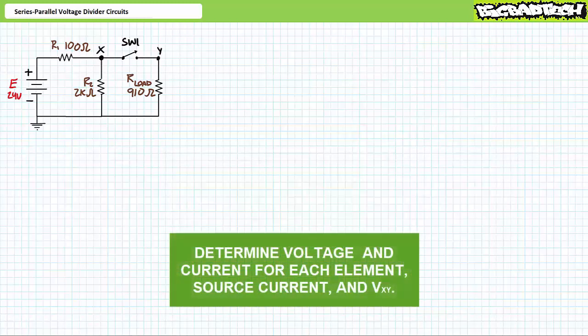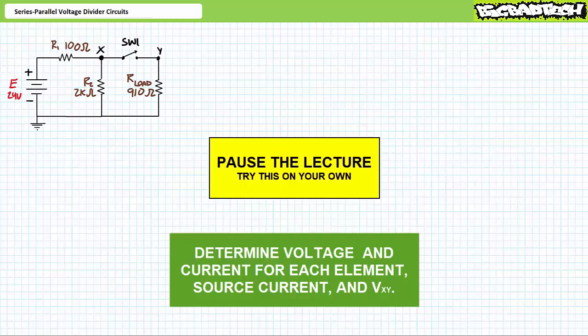Part 1, switch open. As an exercise to the viewer, I invite you to solve for the voltage across and the current through each element in this system and the voltage across the switch while in the open state. By all means, pause the lecture and try this on your own. If you're tracking, you should have obtained the following values.